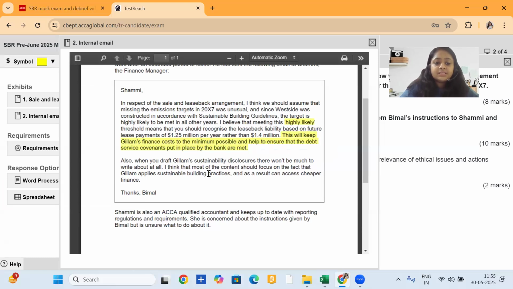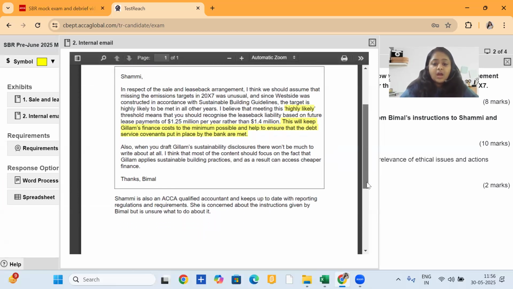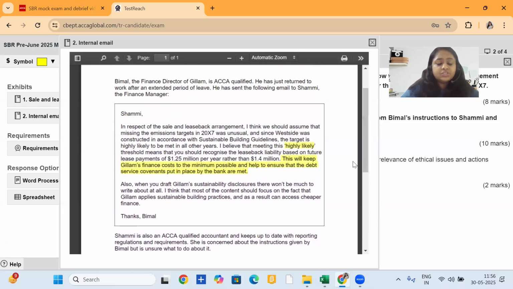Also, when you draft Gillim's sustainability disclosures, there won't be much to write about at all. I think that most of the content should focus on the fact that Gillim applies sustainable building practices and as a result can access cheaper finance. Thanks, Bimal. Shami is also an ACCA qualified accountant and keeps up to date with the reporting regulations and requirements. She's concerned about the instructions given by Bimal but is unsure what to do. So, the first point, if you observe here, is that the question is discussing the emission targets.